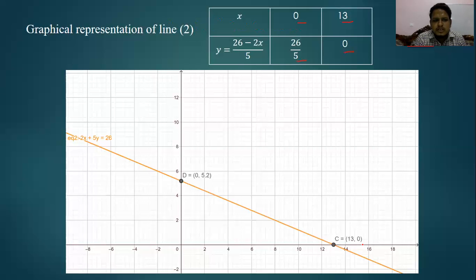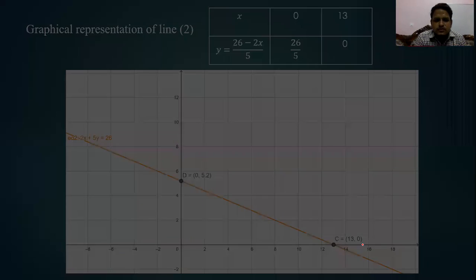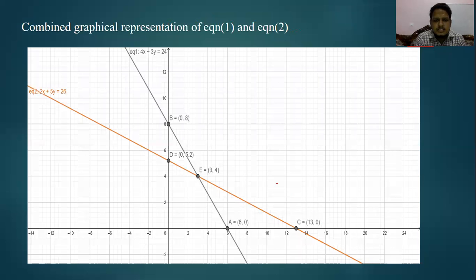Now we will combine both the graphs, graph 1 and graph 2. Then the graph will look like this. This line represents equation 1 and this line represents equation 2. Here point B and point A are where equation 1 intersects the y-axis and x-axis respectively, and point D and point C are where equation 2 cuts the y-axis and x-axis respectively. So you can see that both the lines are intersecting at a point E that is (3, 4).